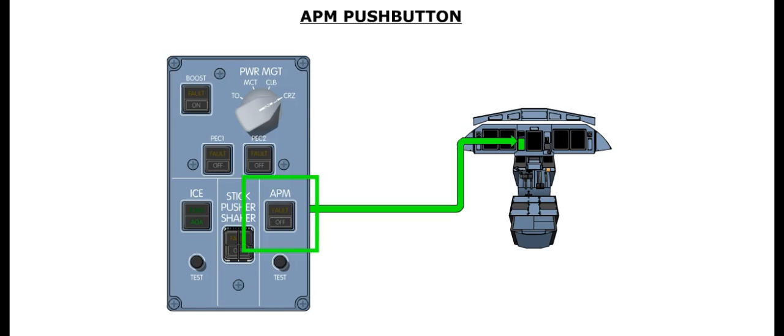The APM is controlled by the APM push button, located on the left side of the flight instruments panel. The system is disabled by releasing the push button out. This will be indicated by the illumination of the off caption.